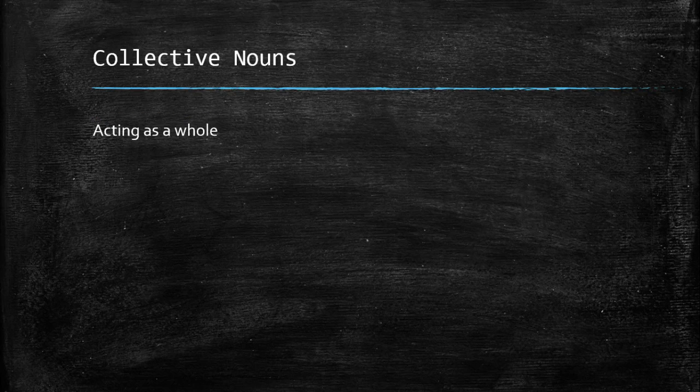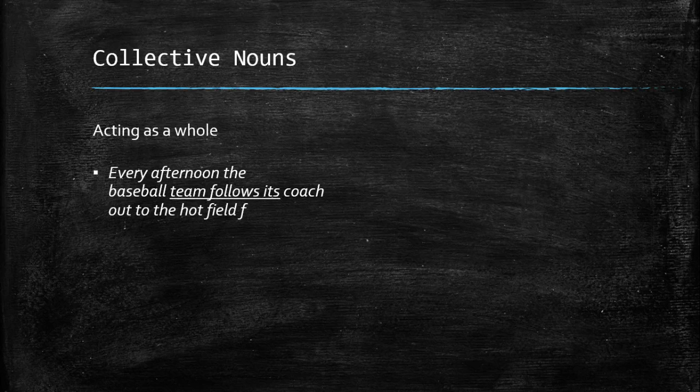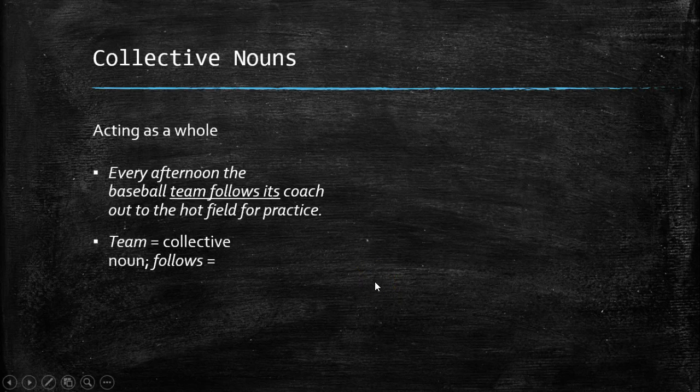Let's take a look at some examples here. Here's an example of a collective noun acting as a whole. Every afternoon, the baseball team follows its coach out to the hot field for practice. This sounds right because we have that singular form team and the singular verb follows and the singular pronoun its. So it just naturally works.